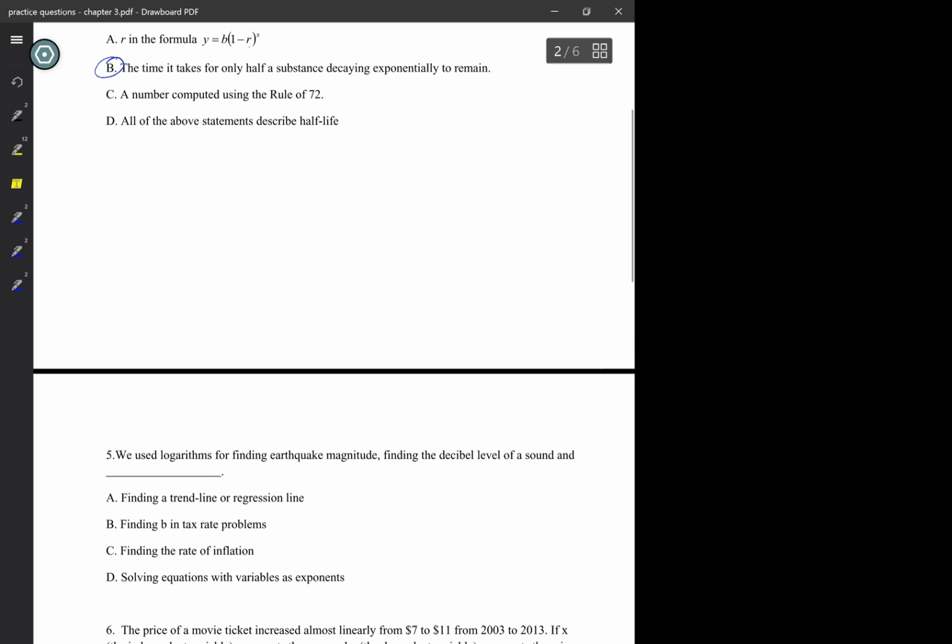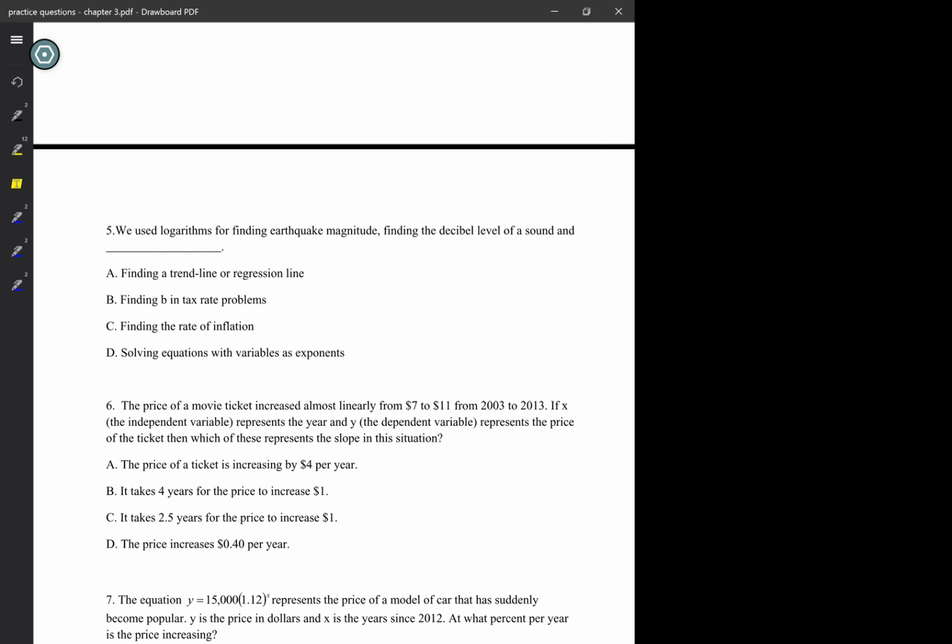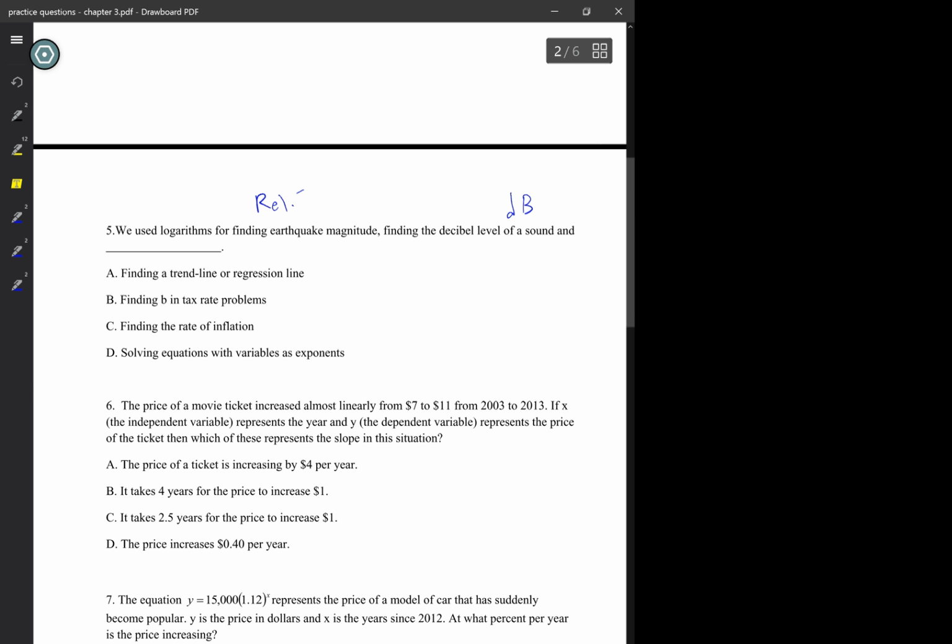So page 2, number 5. We used logarithms for finding earthquake magnitude. If you remember, there's a genre of problems for earthquake magnitude: finding the decibel value of a sound, the decibel, and the earthquake relative intensity, and finding a trend line or a regression line. This is linear problems. Finding B in taxi problems does not make any sense. Solving equations with variables as exponents. This is it. This is why we use logarithms.